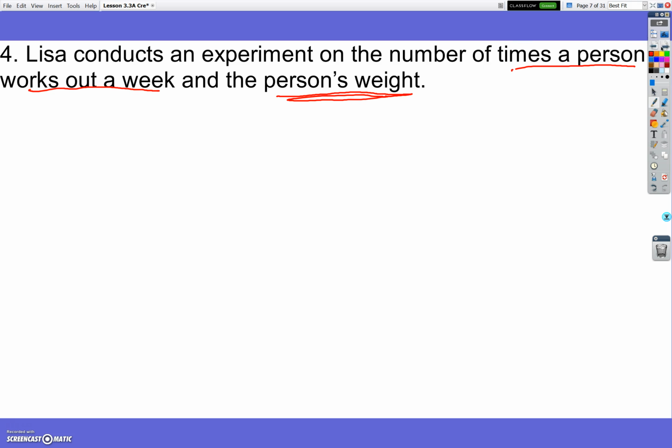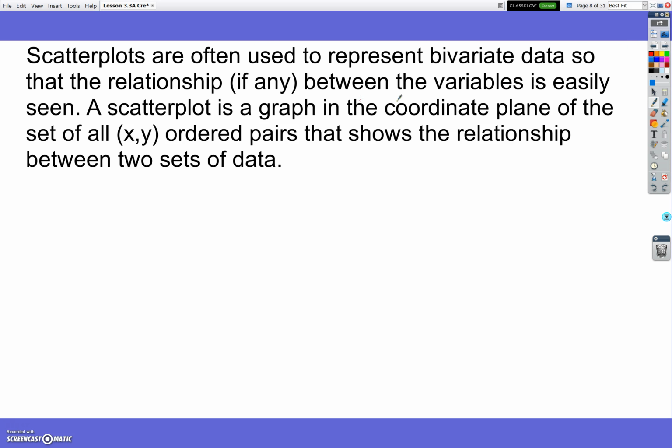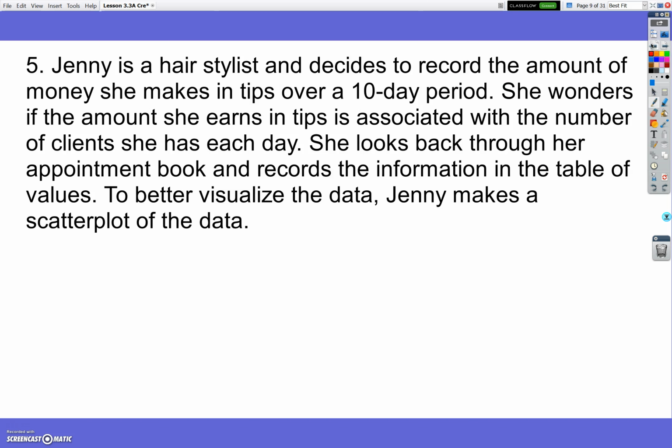So now what we're going to look at is how to graph this data, and we're going to use it in the form of scatterplots. Scatterplots are often used to represent bivariate data sets so that the relationship, if any, between the variables is easily seen. So I want you to realize we're going to be focusing on bivariates, which is comparing two different variables. A scatterplot is a graph on a coordinate plane of the set of x and y ordered pairs that shows the relationship between two sets of data. So let's go ahead and check this out.